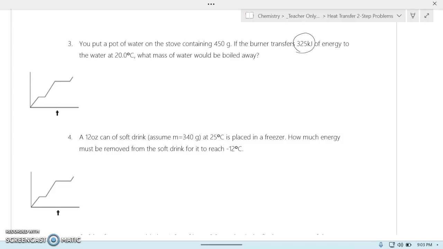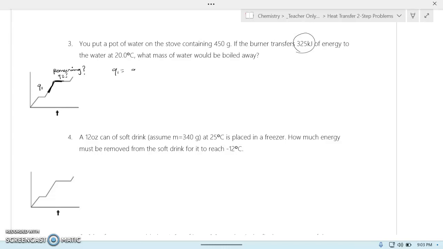You put a pot of water on the stove, so we're in water, somewhere around here, 20 degrees Celsius. Okay, so we're going to start at room temperature, and then what mass will be boiled away. So what we're going to do is find Q1, and then see how much is remaining for Q2 to be able to see how much actually can boil.